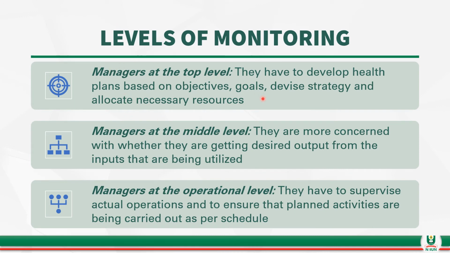Levels of monitoring. There are three levels of monitoring. We have managers at the top level. They have to develop health plans based on objectives and goals, devise strategy, and allocate necessary resources. Secondly, we have managers at the middle level. They are more concerned with whether they are getting desired output from the inputs that are being utilized. We have managers at the operational level. They have to supervise actual operations and ensure that planned activities are being carried out as per schedule.